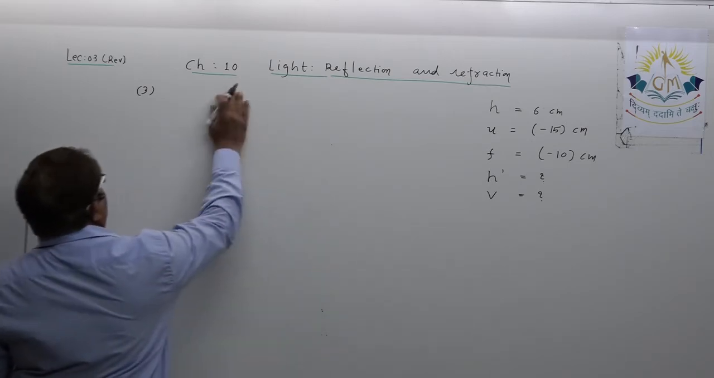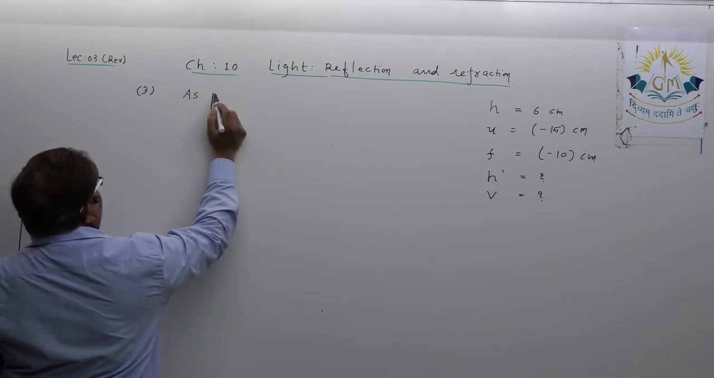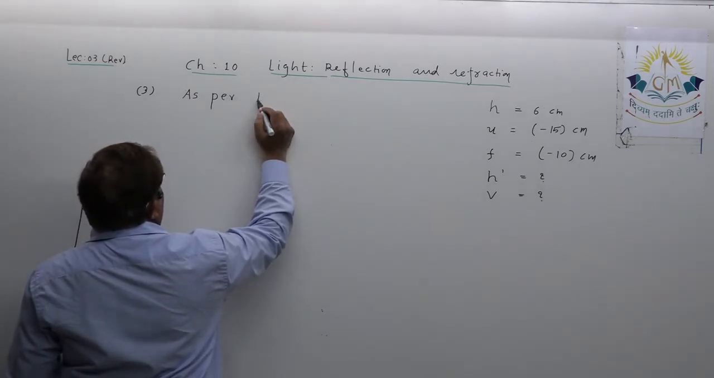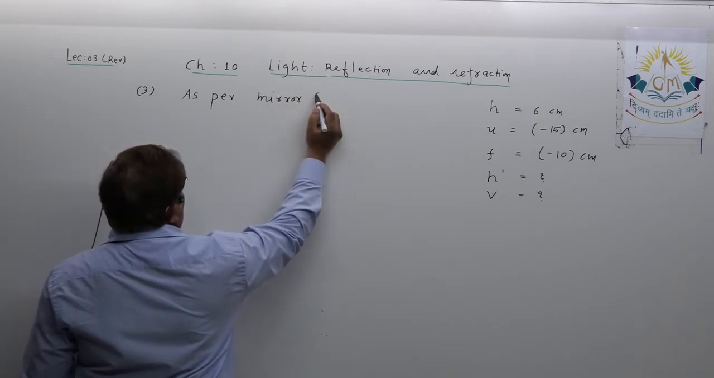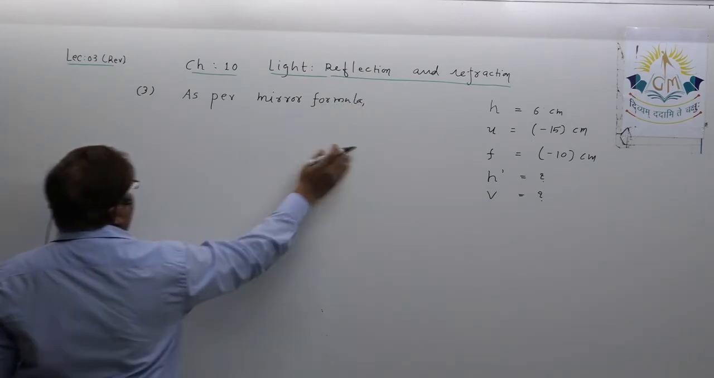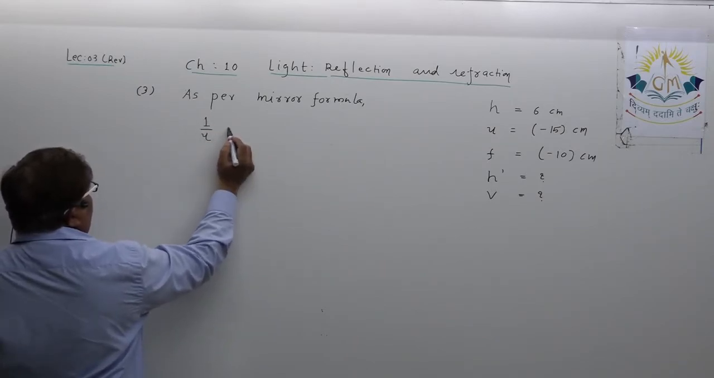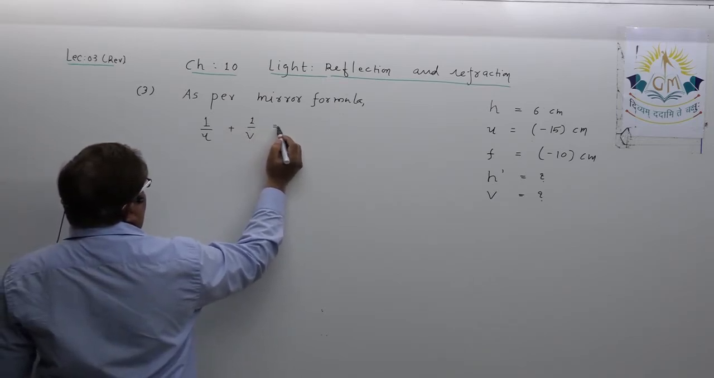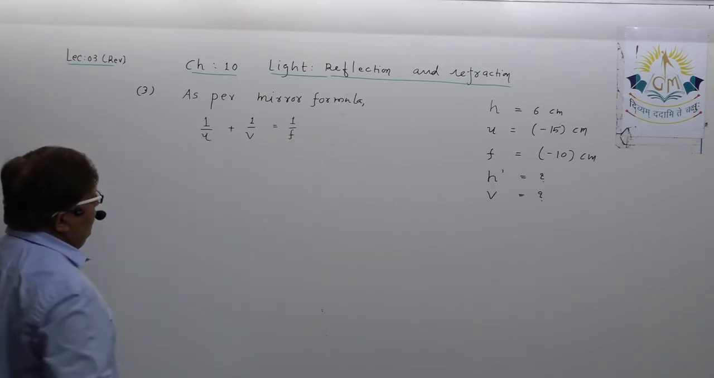So, dear student, let us write 'as per'. This is compulsory even in the test from now onwards. If you don't write this, you will lose half a mark. You have to write 'as per mirror formula'. Okay, let us write the mirror formula: 1 upon u plus 1 upon v equals 1 upon f.